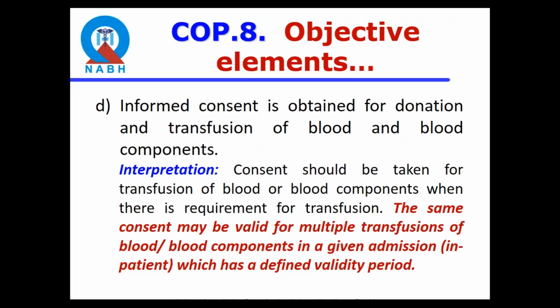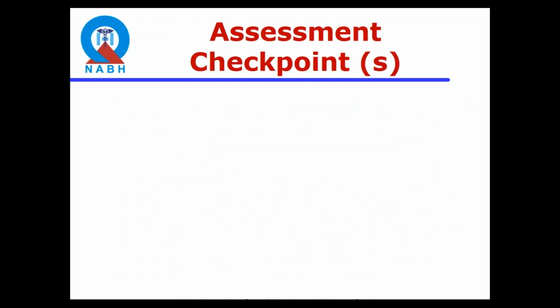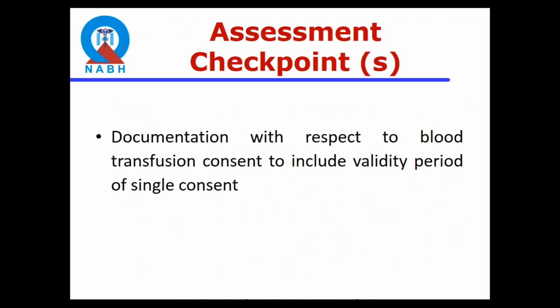And as long as they are sticking to it, I don't think we should be putting a non-conformity that they have given a validity period which is more than the NABH prescribed. And let me say NABH has not prescribed any minimum period. So what do we need to look for? Obviously, we need to look for the consent. We need to see this validity period is included in the consent form.